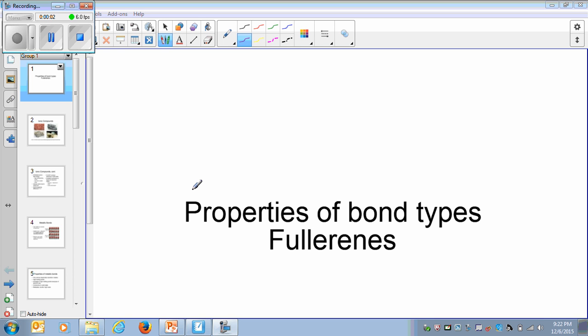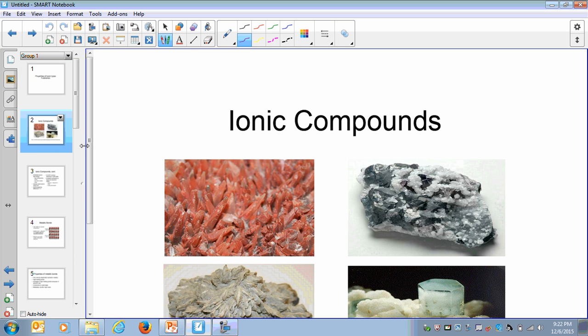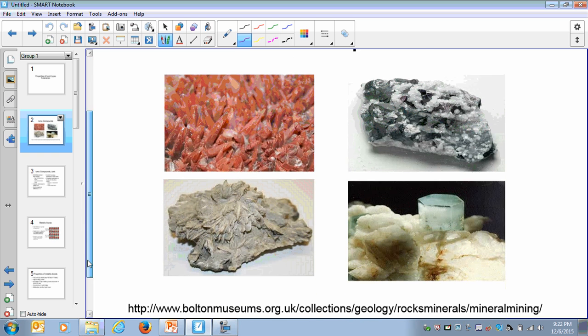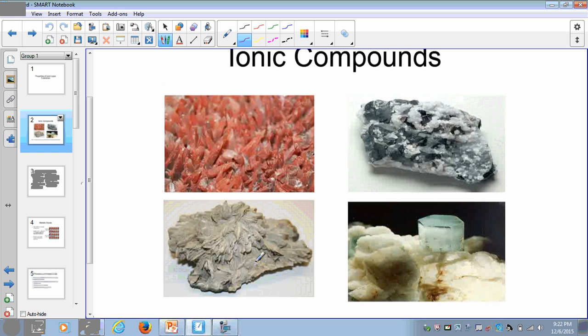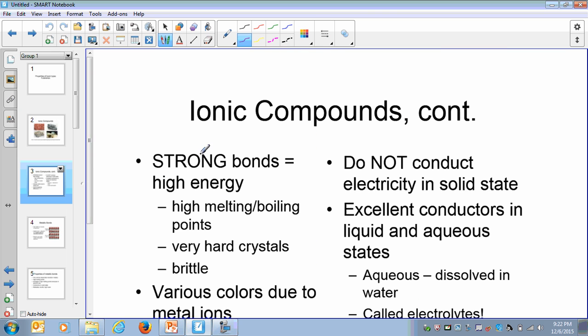Hi everyone. In this video, we will learn about bond polarity and types of allotropic forms of carbon atom. But before we get there, let's talk about properties of ionic compounds. We've learned about ionic compounds formed between metals and nonmetals. Ionic compounds are hard, brittle solids, and they have different colors because of the color of the metal.